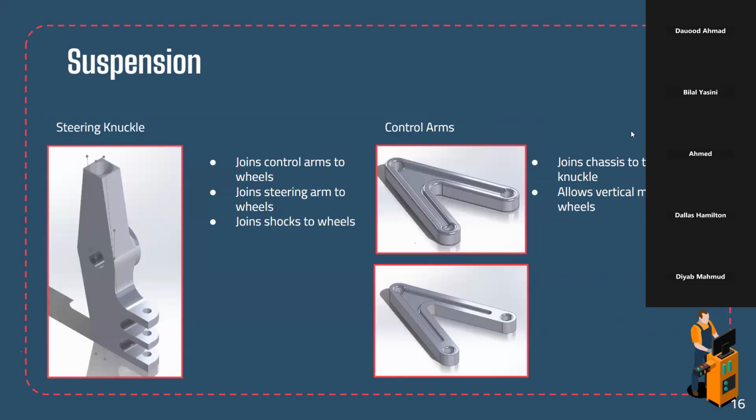And here are some CAD models that we have for the suspension: the control arms that attach the wheels to the chassis, and the steering knuckle that joins all the suspension components and steering components together onto the wheel hub.